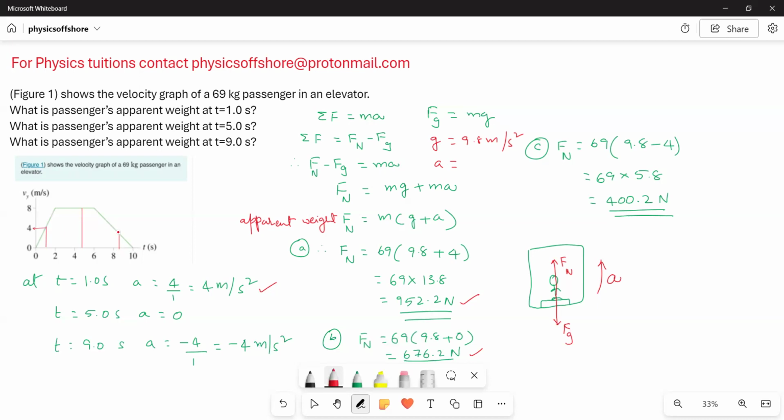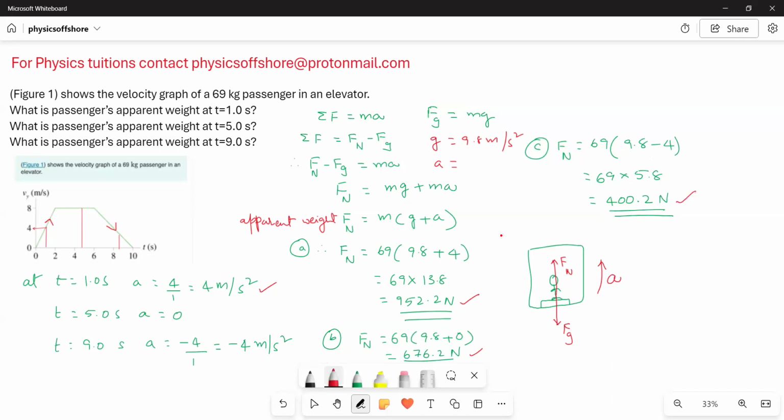The rise is the negative slope, because the object is coming down, and this is the line. When this is the case, the slope is negative. So acceleration is equal to minus 4 by 1, that is minus 4 meters per second squared. Substitute a equals minus 4 here, and you get the value 400.2 newtons. This is the answer for this question.